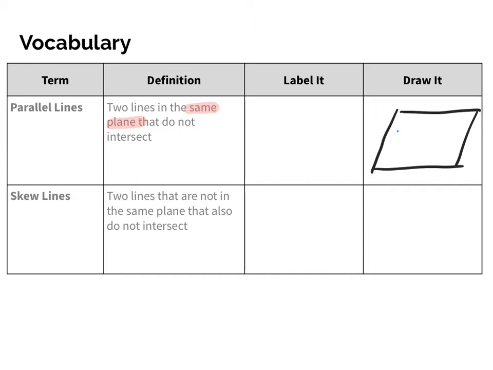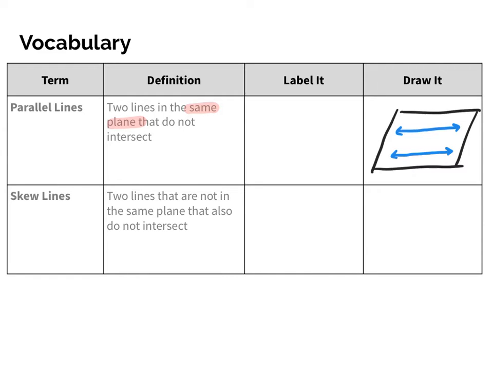Let's say I have one line that goes left to right. I would have a second line that would also go left to right, meaning they go technically in the same direction. We did talk about parallel lines when we looked at slope: parallel lines have the same slope, and that is why they do not intersect. So those lines are said to be parallel because they do not intersect.